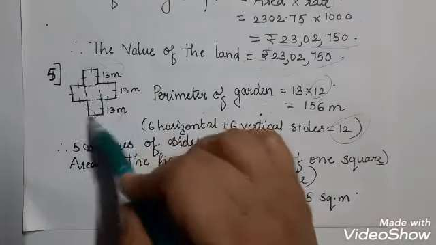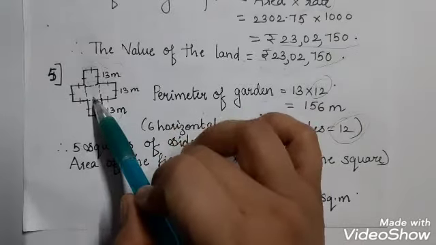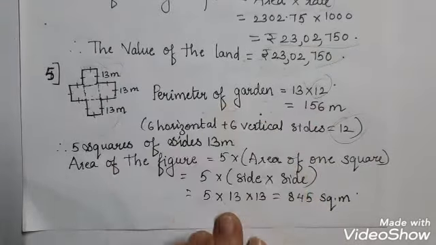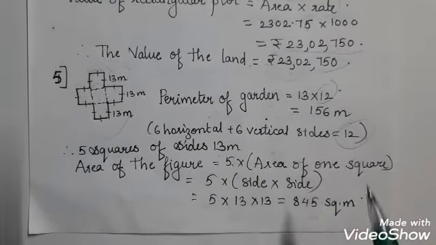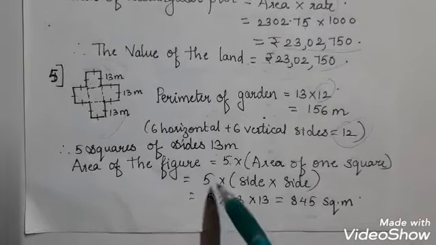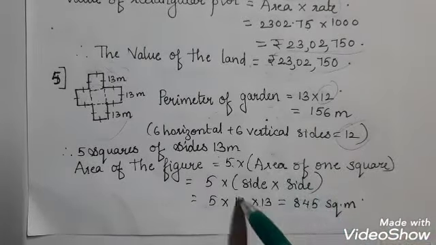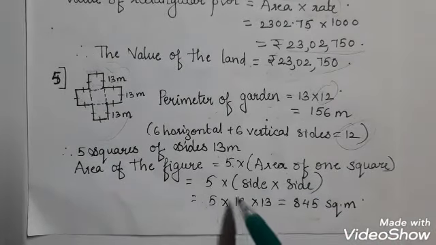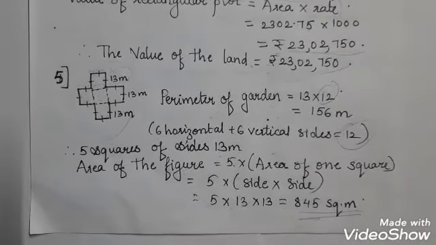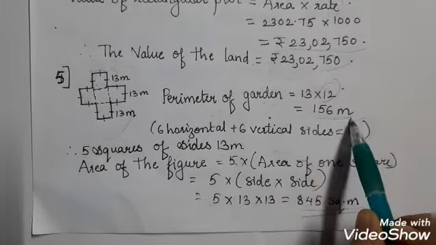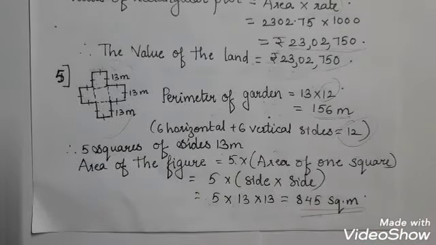Now to find area of the figure, first I will count how many squares. There are 5 squares, multiplied by area of 1 square. Okay. So area of a figure is equal to 5 multiplied by area of 1 square. What is the formula for area of a square? Side into side. So 5 into 13 into 13, which will give you 845 square meter. So you got the perimeter as 156 meter and you got the area as 845 square meter.